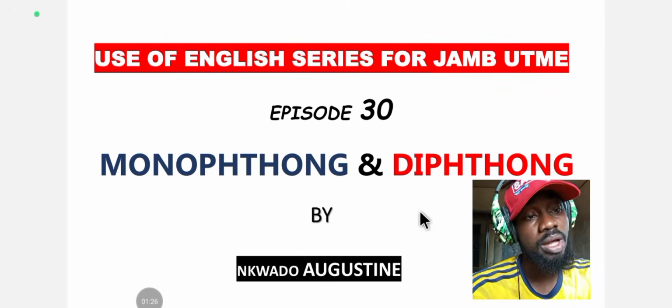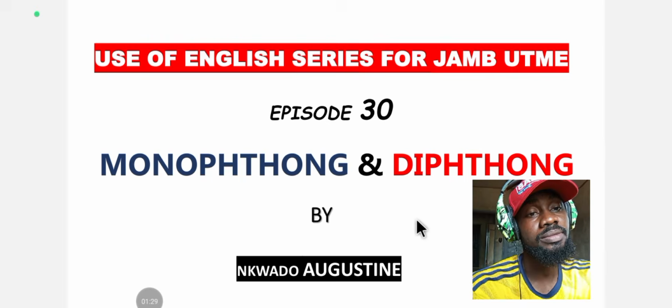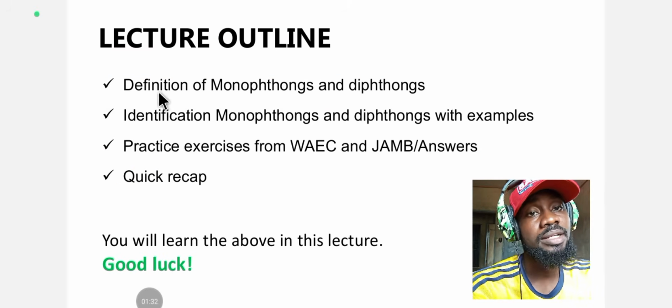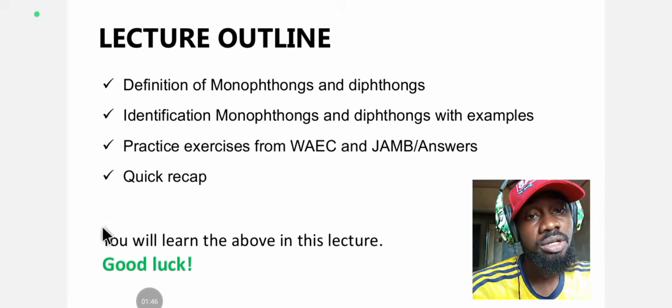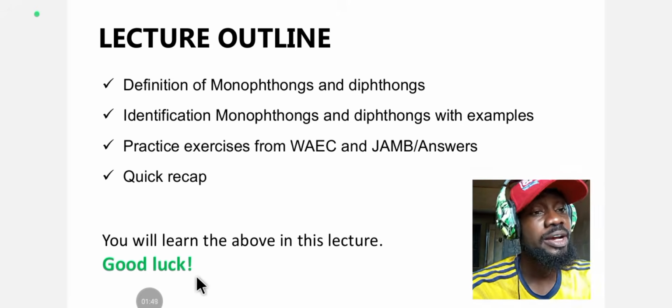Without wasting much of our time, let's head straight into the lecture outline. Lecture outline: definition of monophthongs and diphthongs, identification of monophthongs and diphthongs with examples, practice exercises for WAEC and JAMB/answers. Quick recap of the lecture. You will learn the above in this lecture, and I wish you good luck.